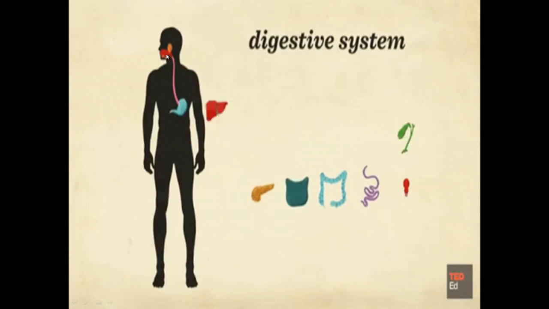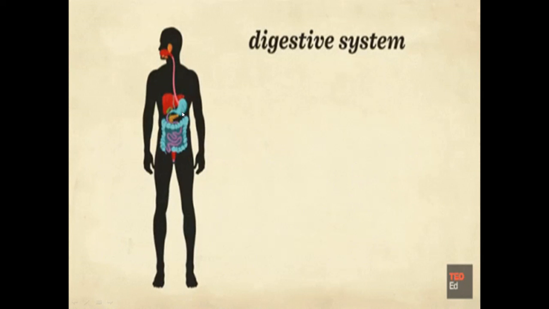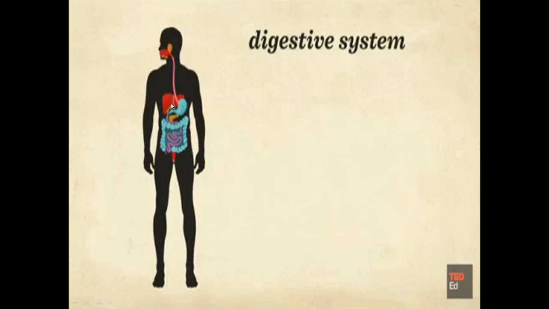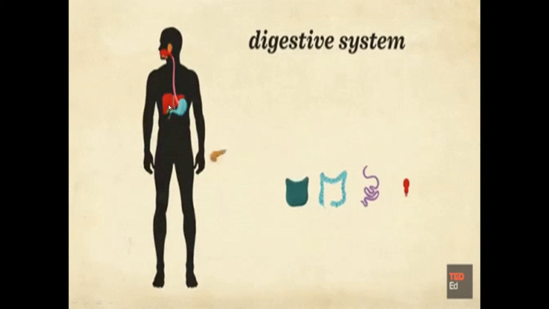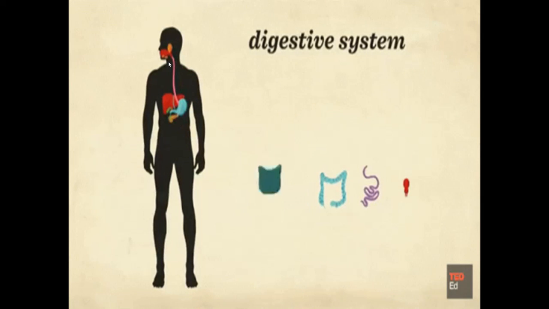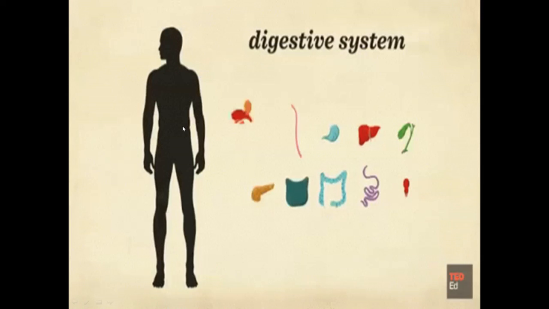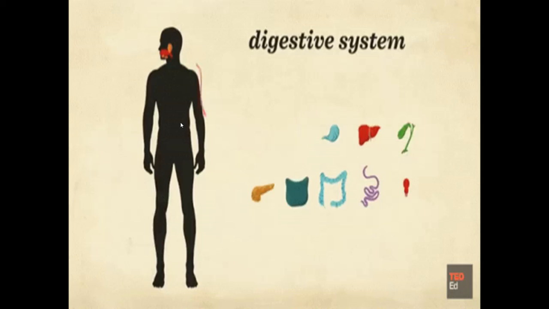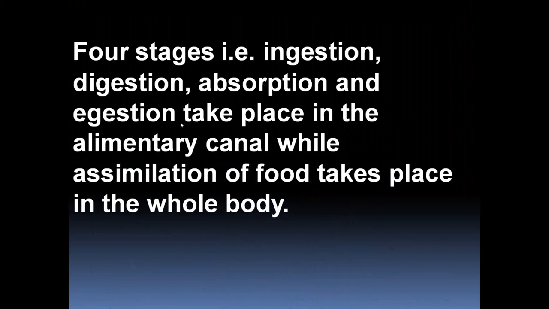It consists of mouth, esophagus, stomach, small intestine, large intestine and associated glands such as liver, pancreas and salivary glands. Look at the arrangement. This arrangement gives you the detail of the human alimentary canal. The 4 stages, that is ingestion, digestion, absorption and egestion, take place in the alimentary canal, while assimilation of nutrients takes place in the whole body.